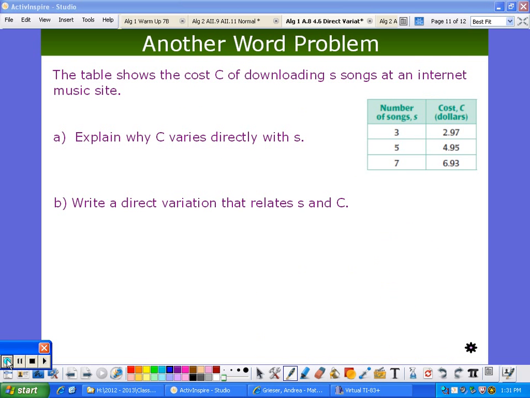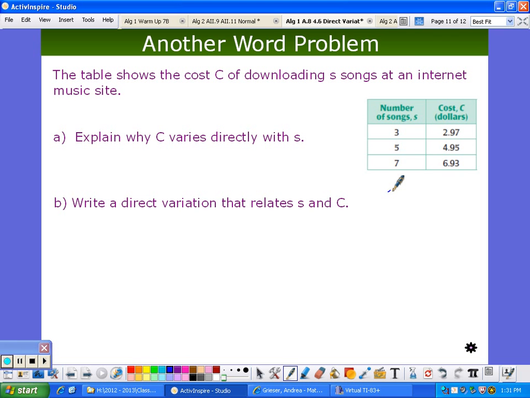Okay, so I'm looking at this one now. This is like an iTunes. Oh, I don't know if I'm allowed to say iTunes. This is a music internet company that has a number of songs and cost. So if you have 3 songs, it's going to cost you $2.97. 5 songs, $4.95. 7 songs, $6.93.